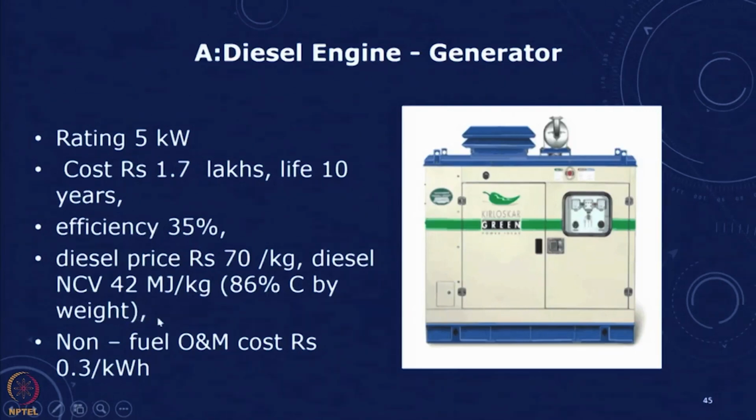All of this we will use. Then there is an operational and maintenance cost in addition to the fuel cost, which is a non-fuel O&M cost of 30 paisa per kilowatt hour generated. We will use this in making the calculation. This is for option A, the diesel engine generator, which will be using diesel and, depending on the load, will be operating at a particular rating.